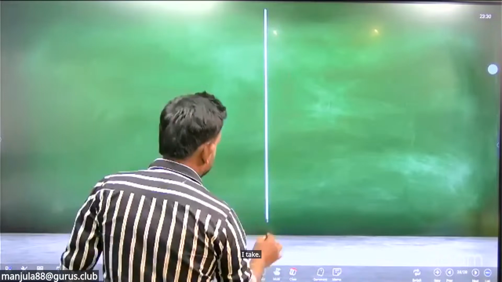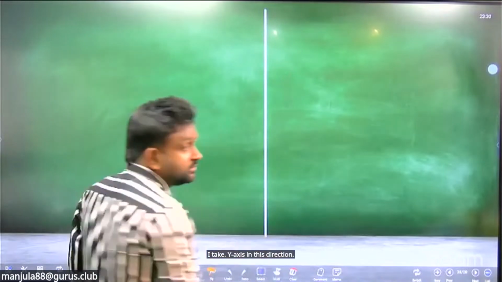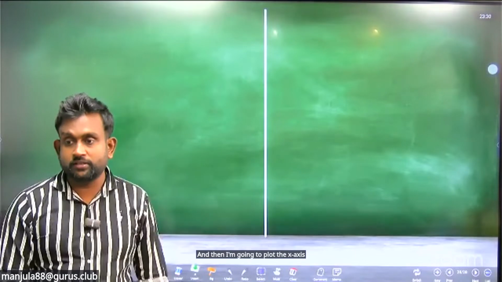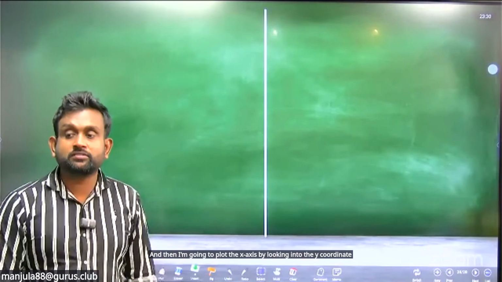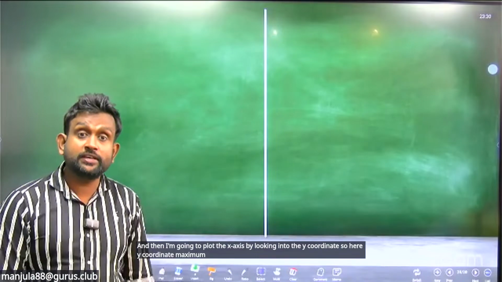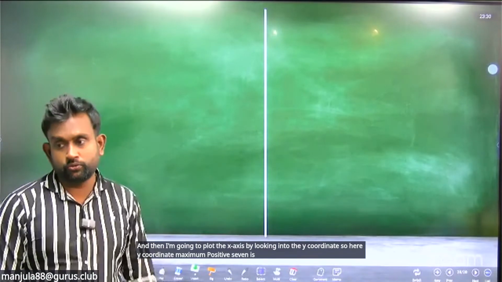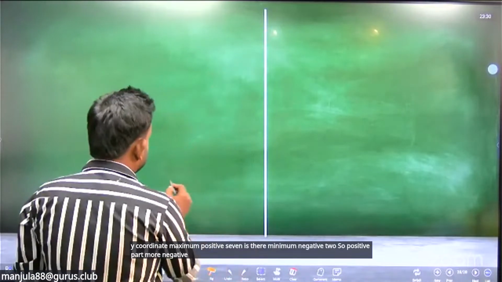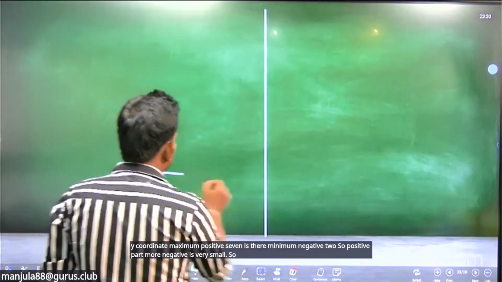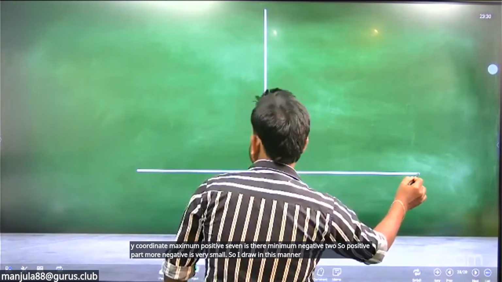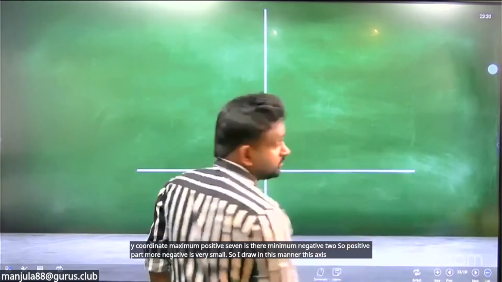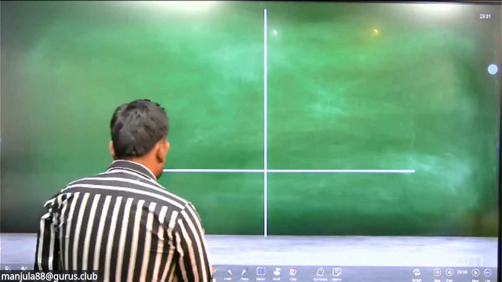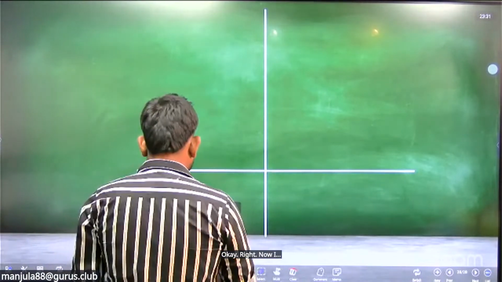Then I take the y-axis in this direction. And then I'm going to plot the x-axis by looking at the y-coordinate. So here the y-coordinate maximum is plus 7, minimum minus 2. So the positive part is more, the negative is very small. So I draw the x-axis in this manner. Okay, right. Now I calibrate the axes here.